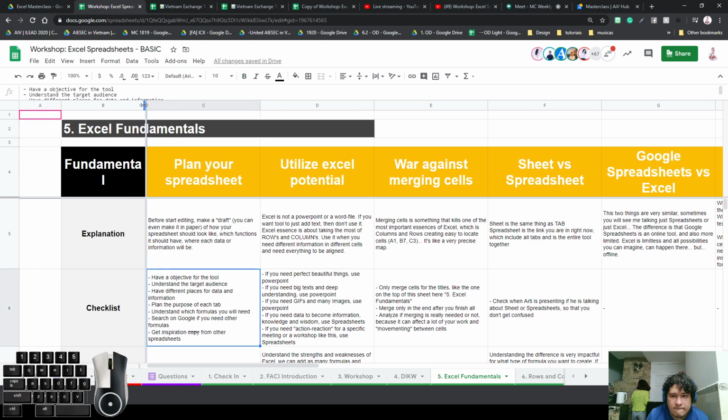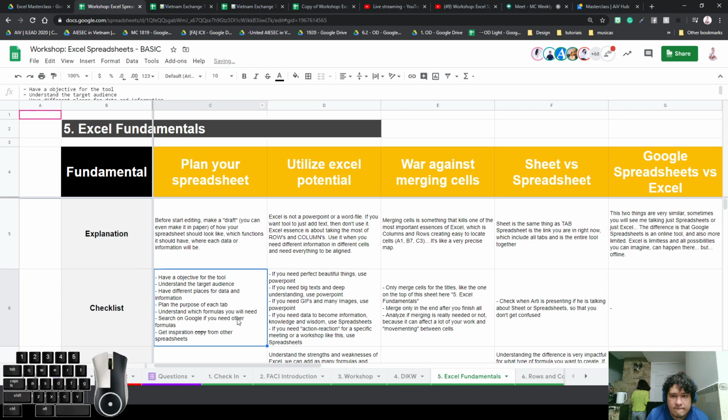For example, let me just finish fixing this. Okay. For example, have an objective for the tool. Understand who your target audience is. Is it a spreadsheet for your members? Is it a spreadsheet for your EB? Is it for someone else? Because the spreadsheet needs to be understandable. You can see the checklist later because if I keep reading each one of them, it's going to be too much. The second fundamental: utilize the Excel potential.